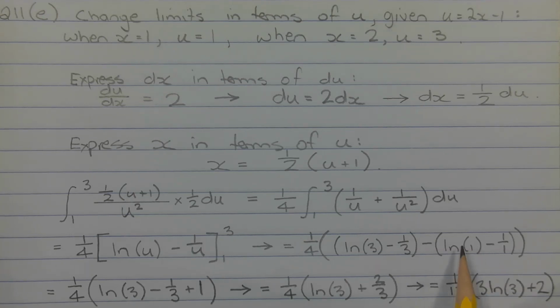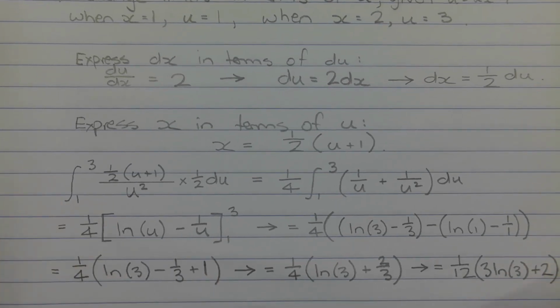Now ln 1 is 0 and 1 over 1 is 1, and we have minus negative 1, which will become positive 1. So we get 1 over 4 times (ln 3 minus 1 over 3 plus 1). And that equals 1 over 4 times (ln 3 plus 2 over 3). And if we factorize out 1 over 3, we get 1 over 12 times (3 ln 3 plus 2).